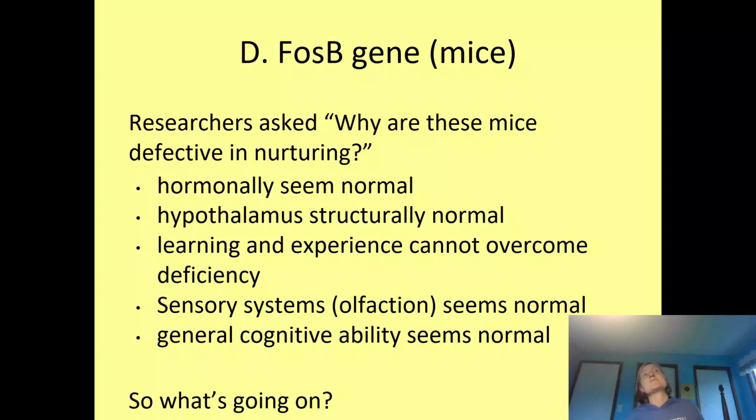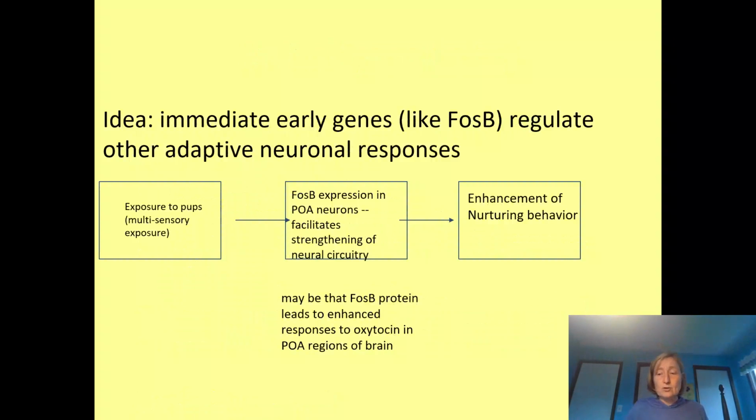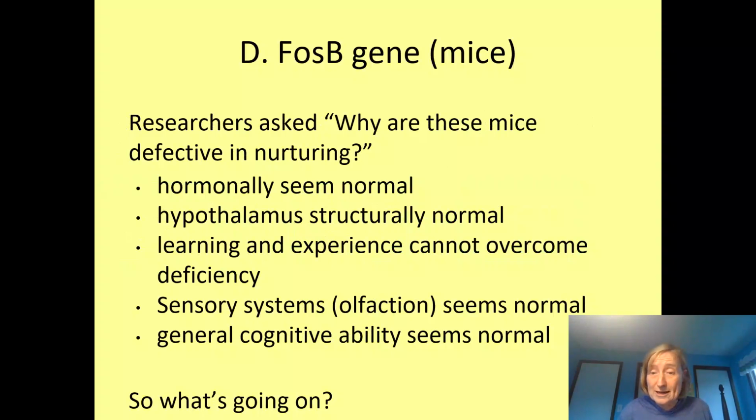What about your sensory systems? Maybe these moms just lack the ability to smell their pups, and of course then they can't take care of them. Nope, that's not it. Maybe they're just not very bright moms cognitively, and so they're just not going to be good parents either. Nope, that's not it either. Wow, lots of problems here. Or lots of normalness here, I should say. What's going on then with these FOSB mutant moms?